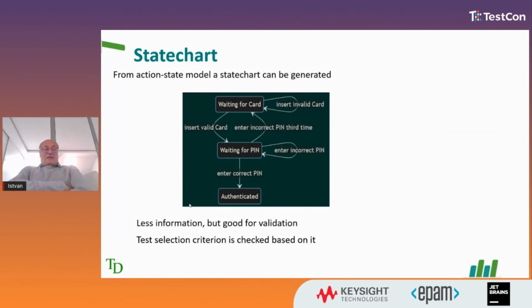A very good thing with this model is that the original textual model can be converted to a state chart, as you can see here. And this state chart consists of less information, but it's very good for validation because you can easily find the missing actions. And it can also be used to choose an appropriate test selection criterion because it's a graph.